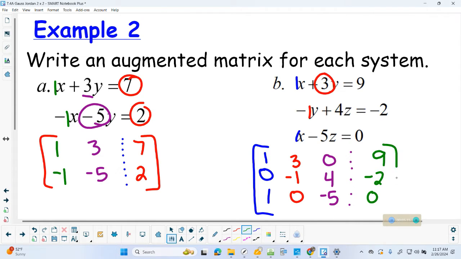What we need. So again, just be conscientious as we write these. If you're missing any terms, 0 holds the place. Keep everything lined up. So any questions about that? All right, so here's what we're going to be doing today.